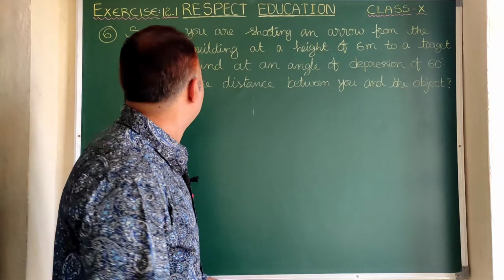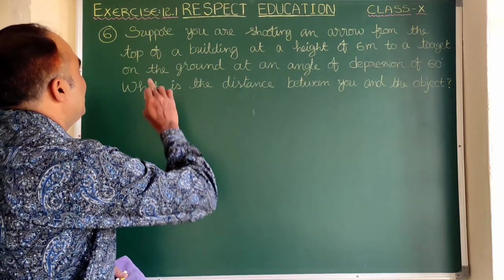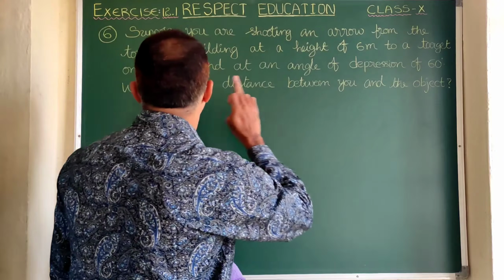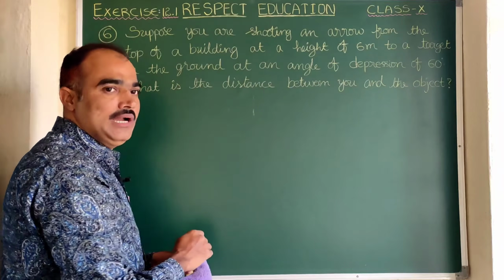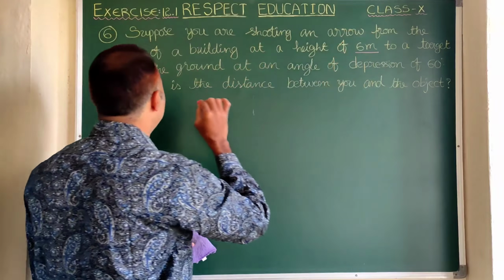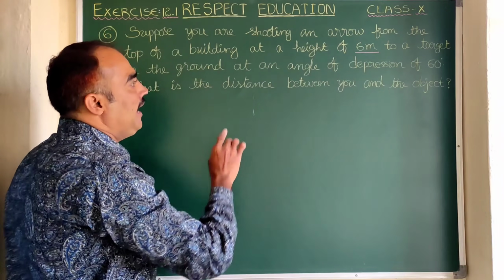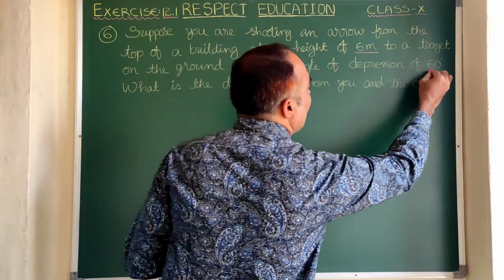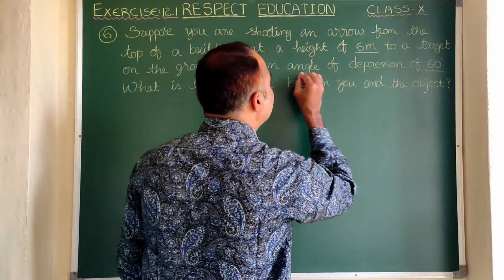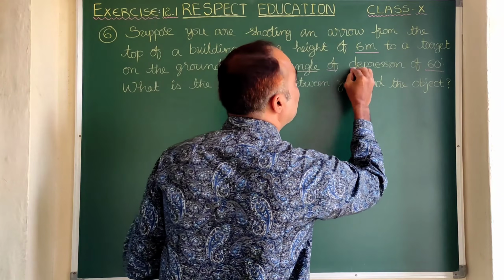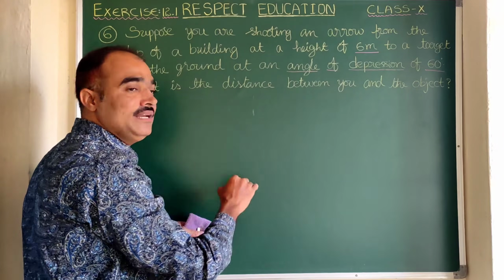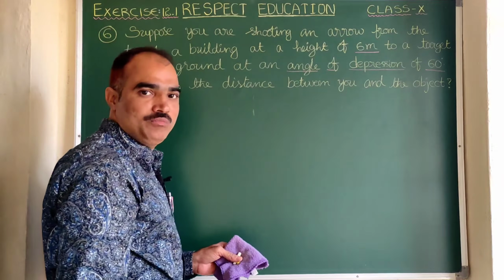Now let's see question number 6. Suppose you are shooting an arrow from the top of a building at a height of 6 meters to a target on the ground at an angle of depression of 60 degrees. Here understand, 60 degrees is the angle of depression. Then what is the distance between you and the object?